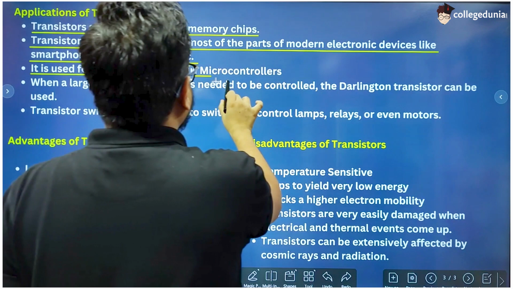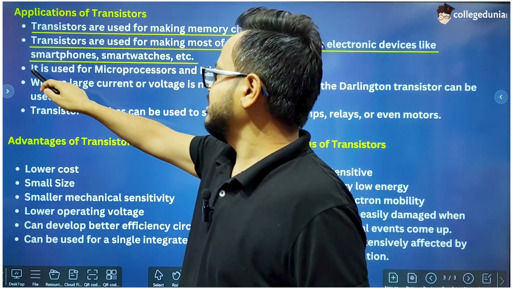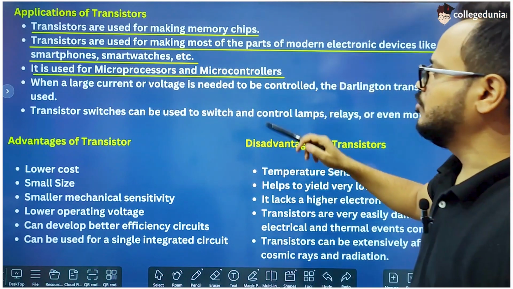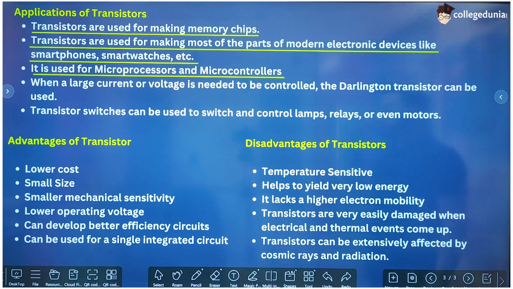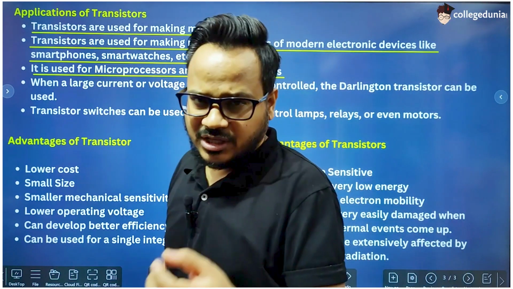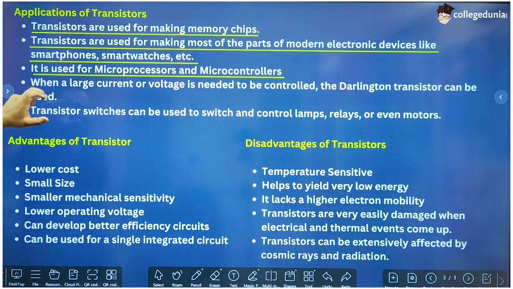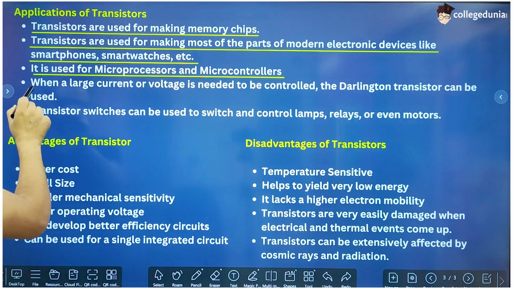It is used for microprocessors and microcontrollers. What are microprocessors? All these devices run on some kind of processors, and those processors are the microprocessors because they are used to run the microelectronics. So the transistor is a major component of those processors.